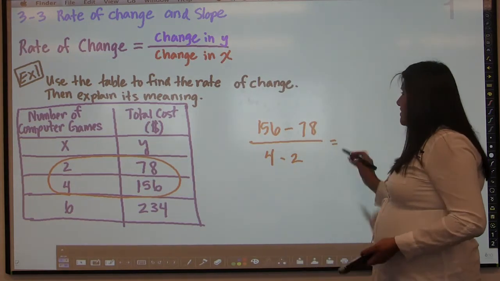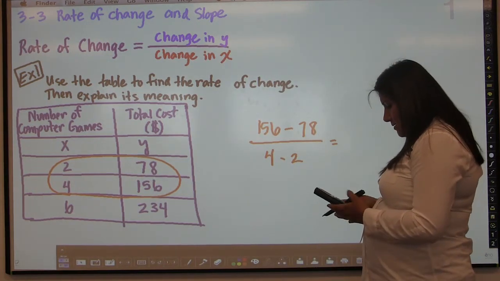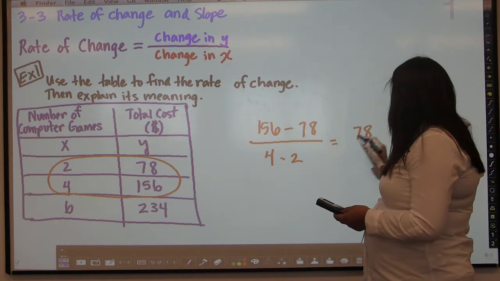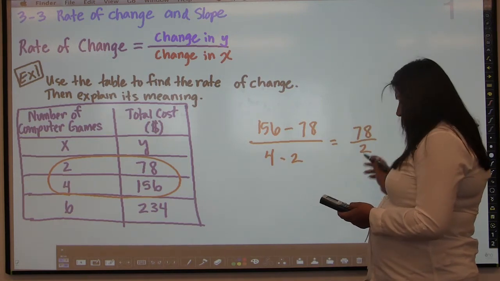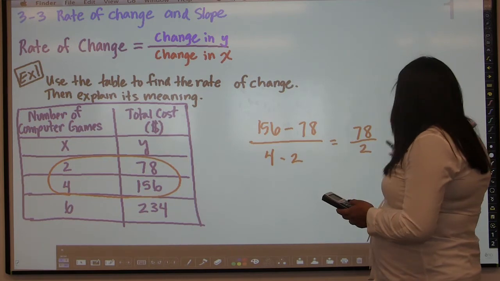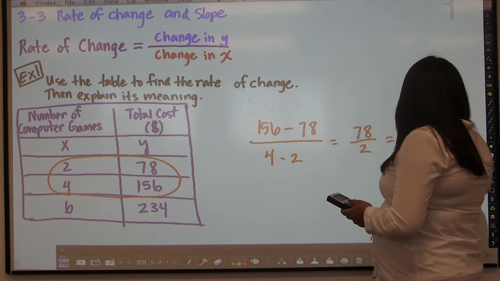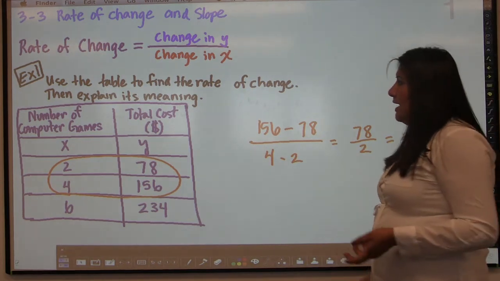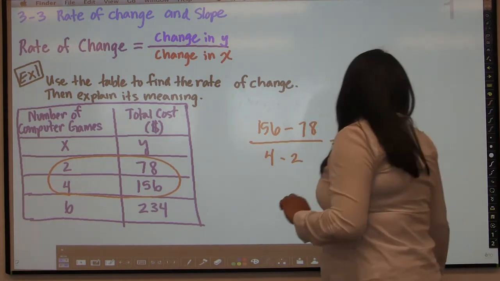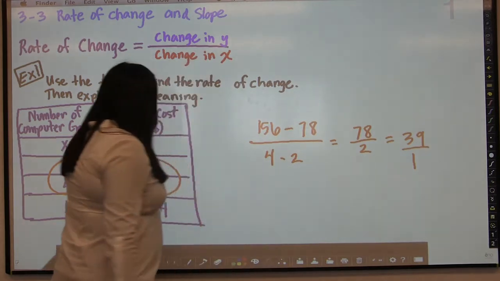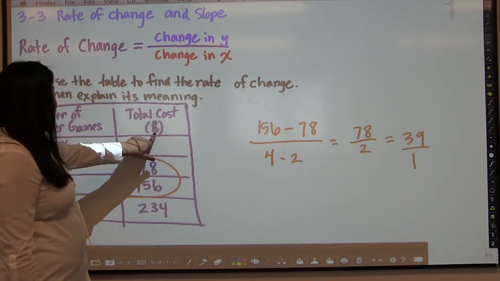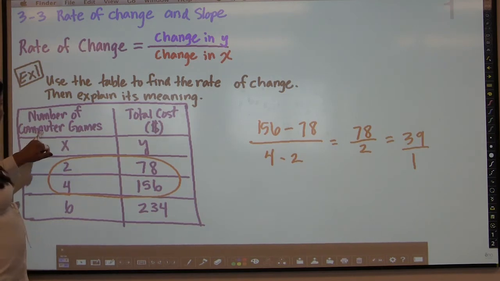So in this case, 156 minus 78 is 78. And 4 minus 2 is 2. And 78 divided by 2 is 39. So my rate of change right now is 39 over 1, or just 39. And so to explain what it means, since 39 is on top and 39 is the y, 39 is the cost in dollars for every computer game. So x is the number of computer games.